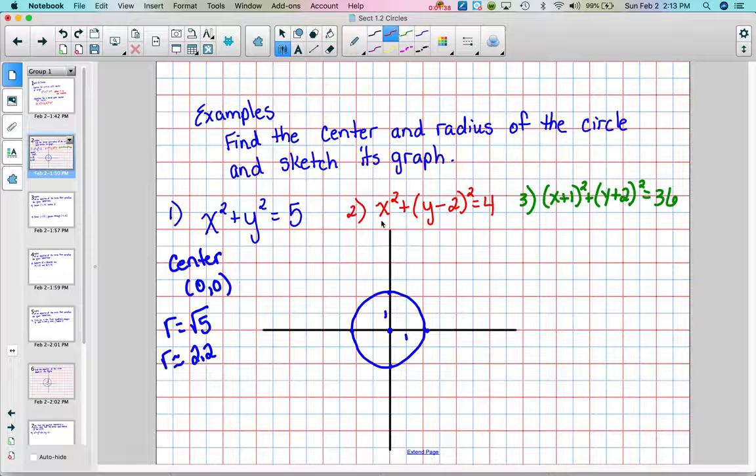So for the next one, notice that h is 0, k is 2, so the center is (0, 2). The radius is the square root of 4, which is 2. So I'm going to mark a point at (0, 2). The radius is 2, so I'm going to mark off 2 in each direction, and then draw in the circle.